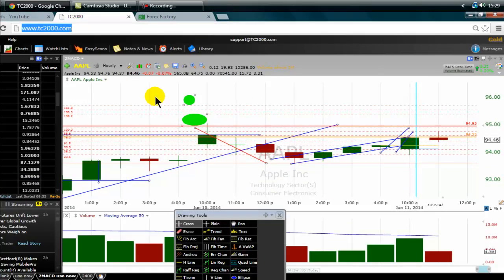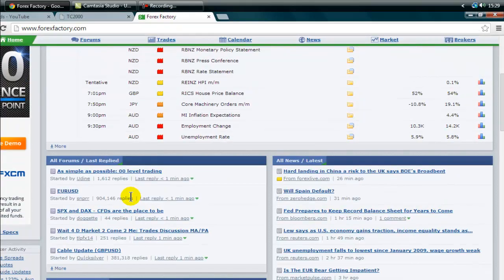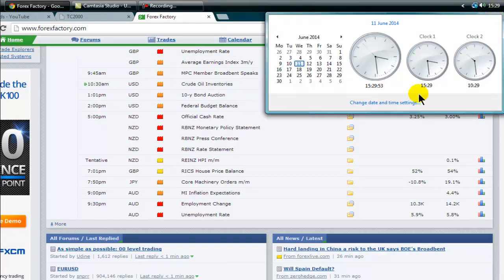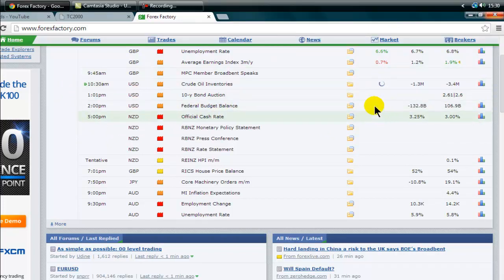Okay, traders, let's go to Forex Factory to monitor the crude oil inventory. This is it, at 10:30 a.m. Eastern Time, you can see this green spot here. We can click on it because the timing now is 29 minutes past 3 p.m. in London, so it's coming up soon. So we go back, click on this and wait for it. The forecast was minus 0.3, compared to the previous figure. This is higher.